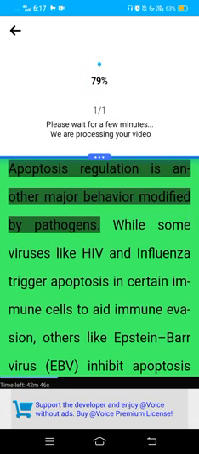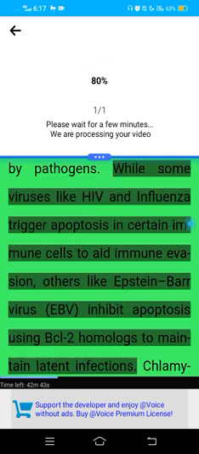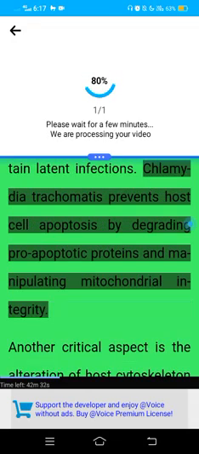Apoptosis regulation is another major behavior modified by pathogens. While some viruses like HIV and influenza trigger apoptosis in certain immune cells to aid immune evasion, others like Epstein-Barr virus (EBV) inhibit apoptosis using BCL2 homologs to maintain latent infections. Chlamydia trachomatis prevents host cell apoptosis by degrading pro-apoptotic proteins and manipulating mitochondrial integrity.